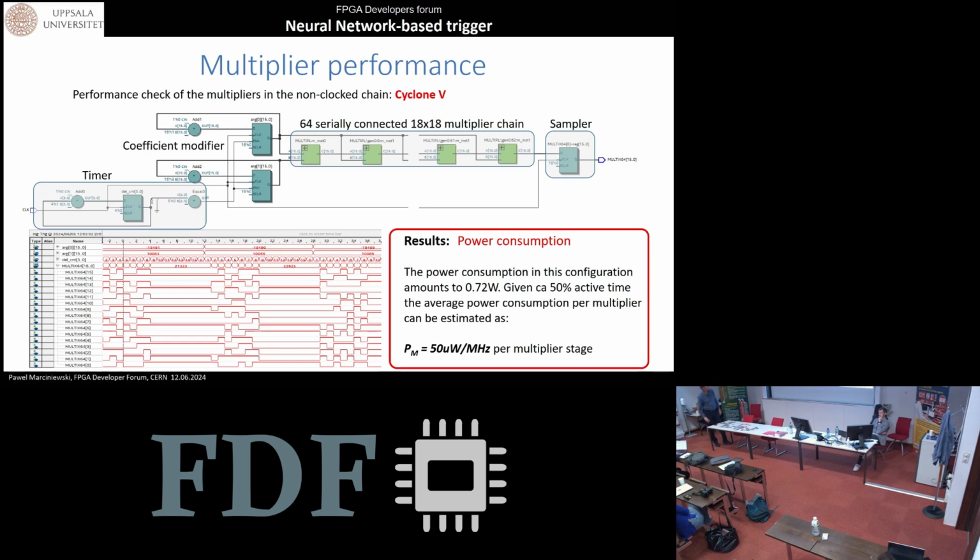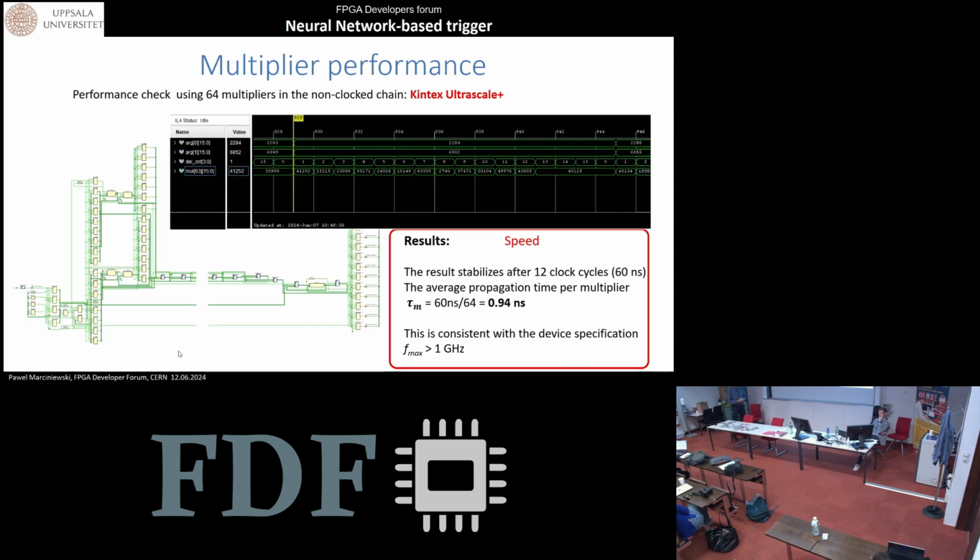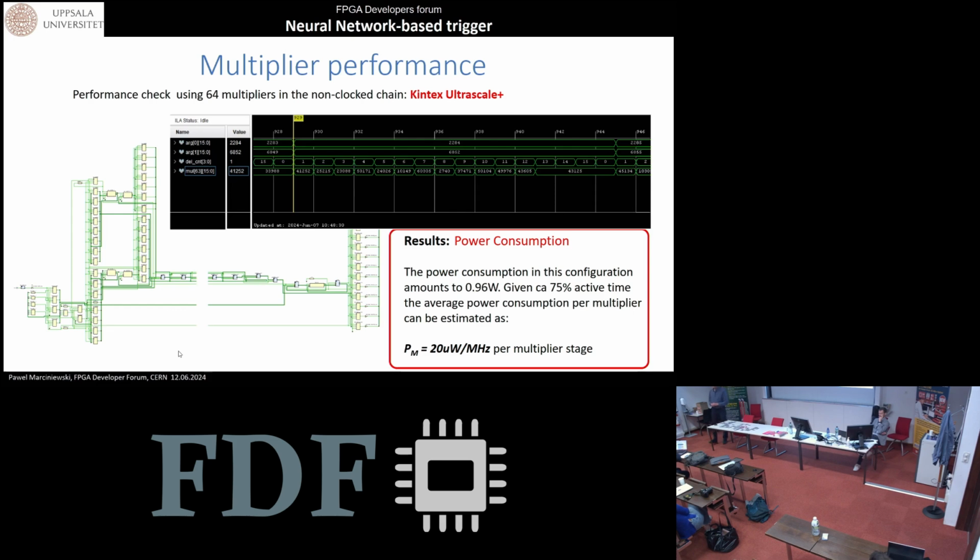But that's an indication. A very similar experiment using Xilinx gives for 64 multipliers a latency of 60 nanoseconds. So 160 in Cyclone V, here it is 60. That's the difference. And this is, again, consistent with the specification, which says that the multiplier is actually working alone without constraints at 1 gigahertz. And for the power consumption, here I have arrived at 20 microwatt per megahertz. So this is the gain which one gets when one goes from 28 nanometers of the Cyclone V to 16 nanometers of the Kintex UltraScale Plus.